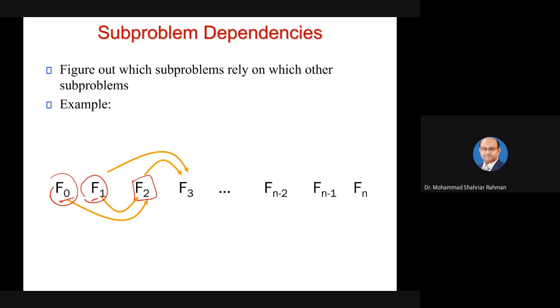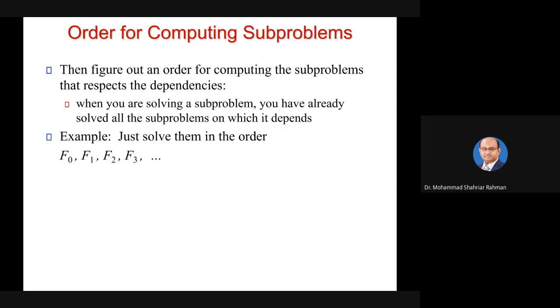We cannot solve F3 until we have solved F2. So finally, we can find the solution of Fn if we move this way. So we need to find out an order for computing the sub-problems that respects the dependencies. Dependencies are key. When we are trying to solve a problem, we are making sure that the relevant sub-problems are already solved. We are solving in order.